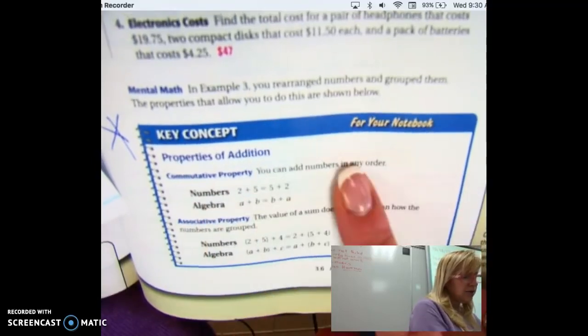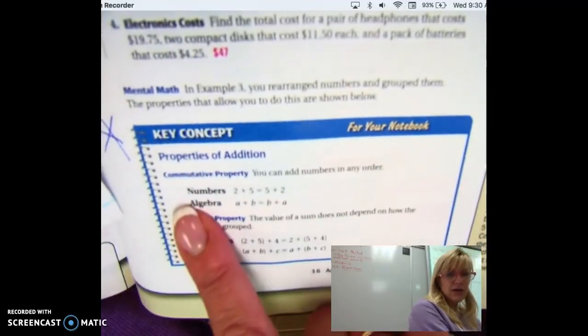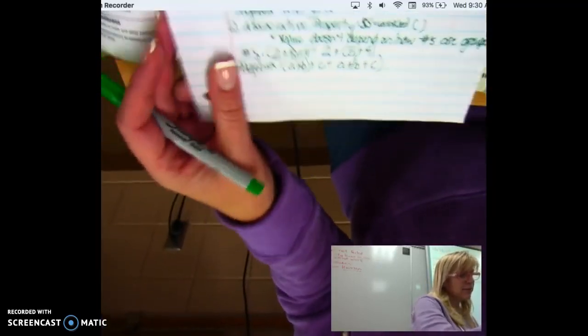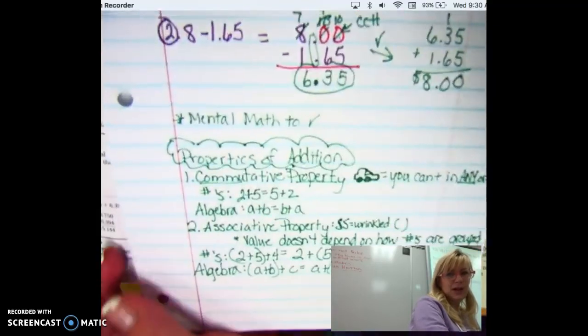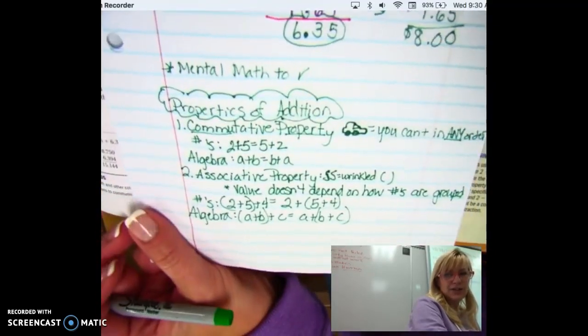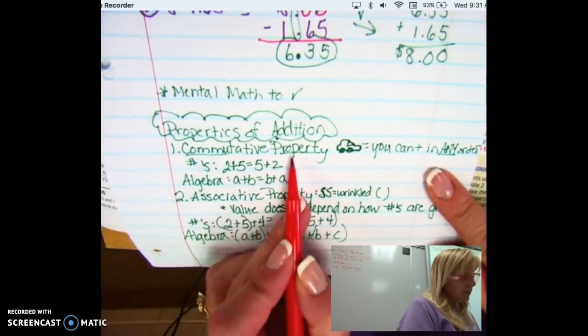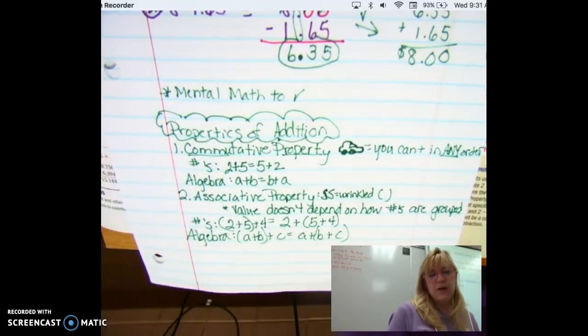We are going to do this key concept that has the commutative property and the associative property. These are hard to remember, but my classes from previous years have said, Mrs. McKinley, we love your little pictures, even though they're not so great. We'll always remember them.